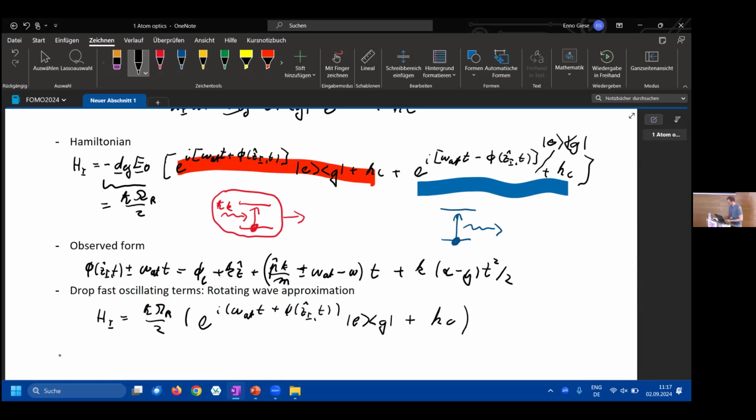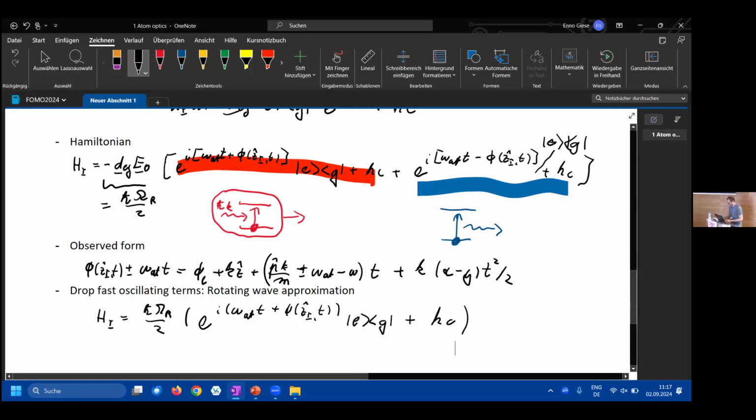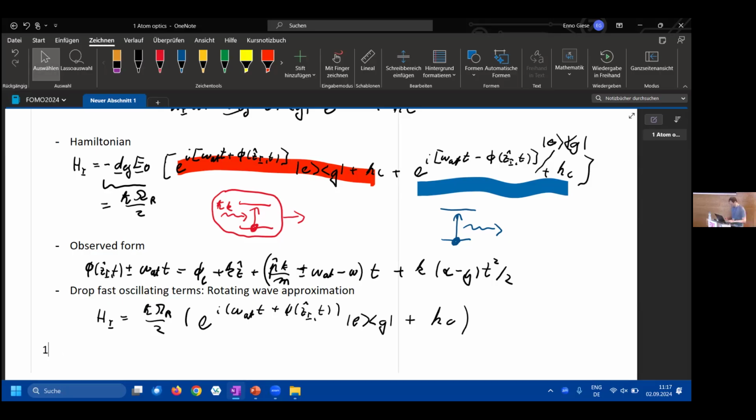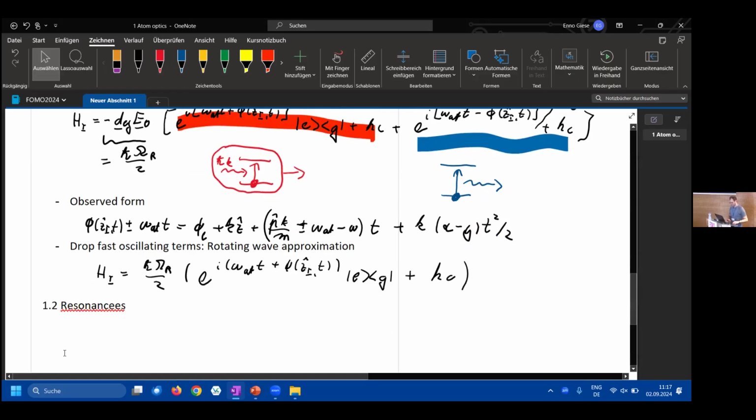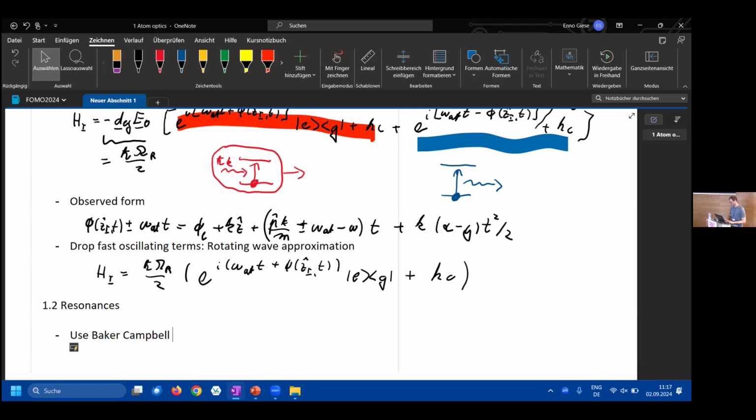I said that we want to identify these resonances and that we want to see explicitly this momentum kick. And we do a trick for that. Okay, I think I missed something, but that's fine. So what are the resonances that we can see? We can read off all the resonances from this Hamiltonian. And for that, we use Baker-Campbell-Hausdorff. I'll just write it out once.